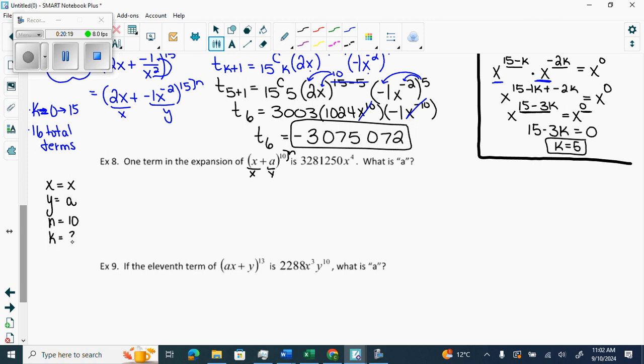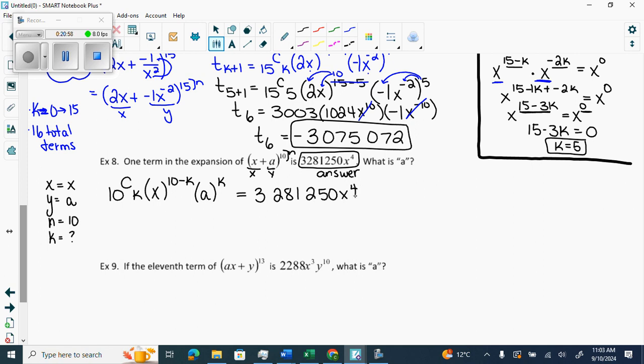So let's do that. So we get 10 c k, x is x to the 10 minus k, y, which is a to the k. And the reason why I didn't put t k plus 1 this time is because I know what the answer equals, right? So this work I have here should equal what? This is the answer. Correct? It should equal 3,281,250 x to the 4. We agree?